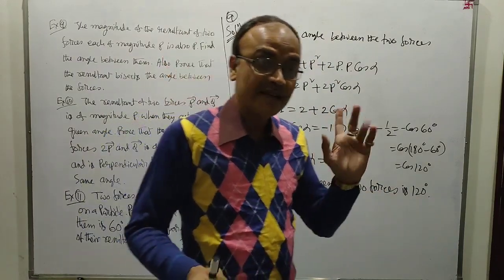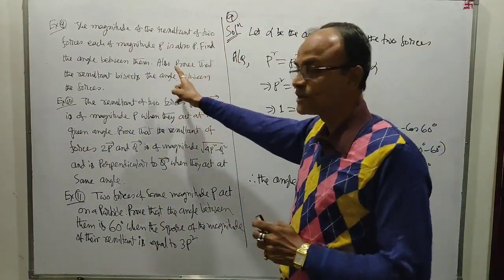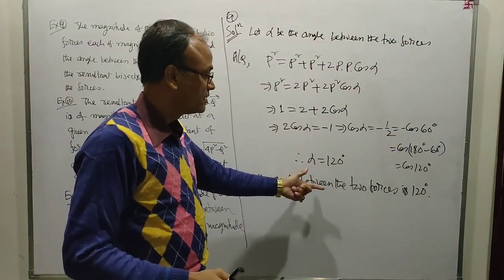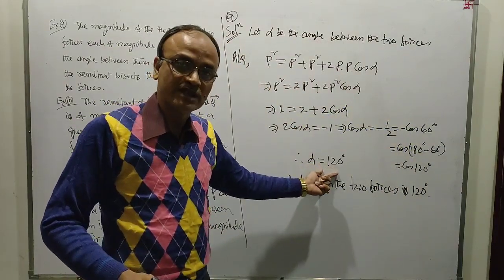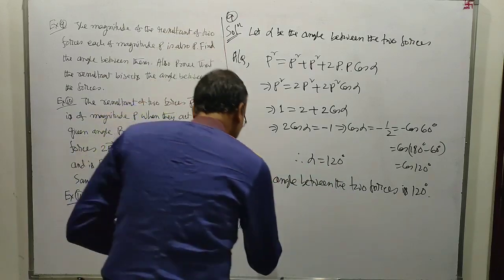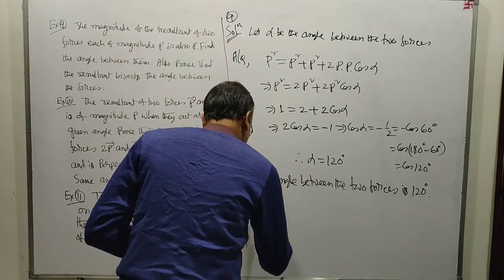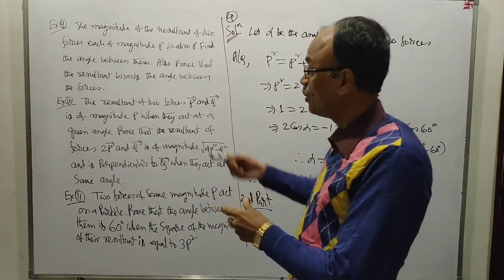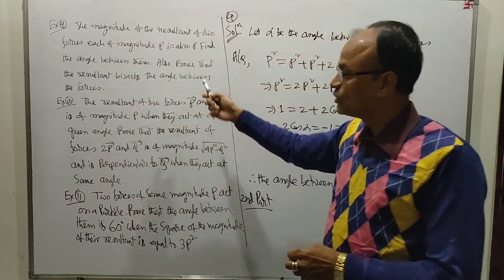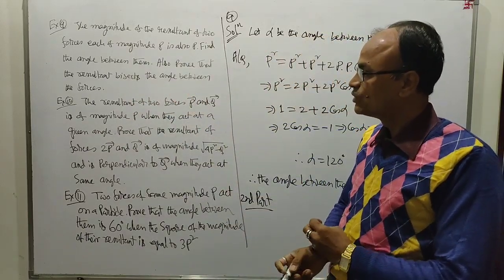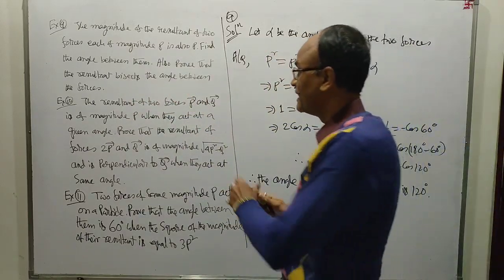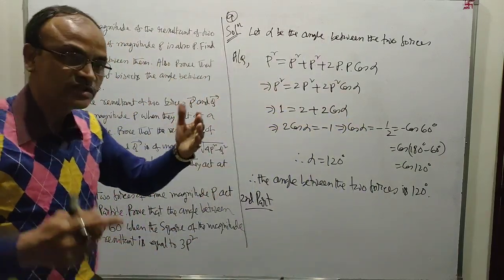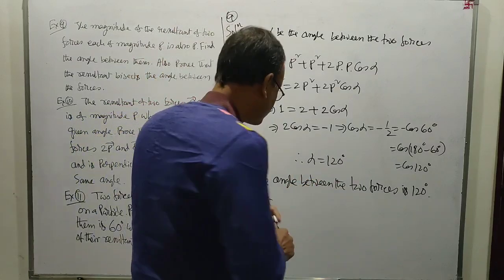Also, the second part of the question. This is the first part, it is very easy. The angle between the two forces is 120 degree. The second part: also prove that the resultant bisects the angle between the forces. Let the resultant make an angle theta with one of the two forces.